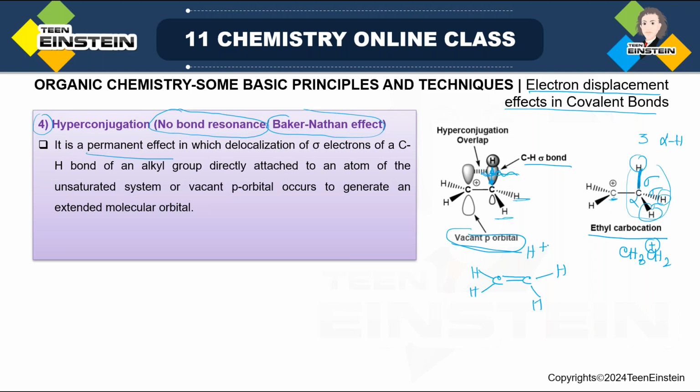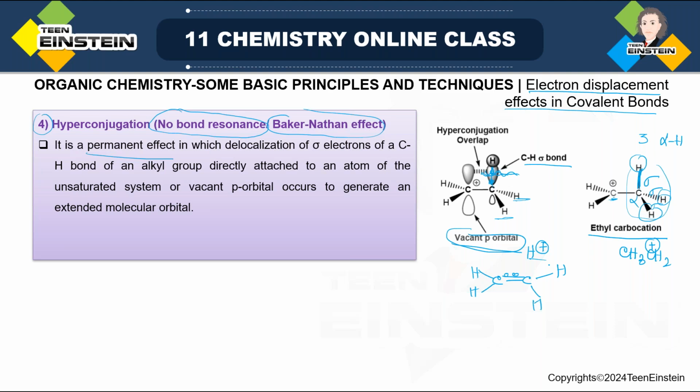So now this H will remain as H plus, because we have already broken the carbon hydrogen bond and the electrons that were originally present in the carbon hydrogen bond are now present here. So this H is devoid of electrons, that is why it is H plus. So in this way you can draw the hyperconjugation. That is what will happen after hyperconjugation. So as the bond is broken, it is also called no bond resonance.